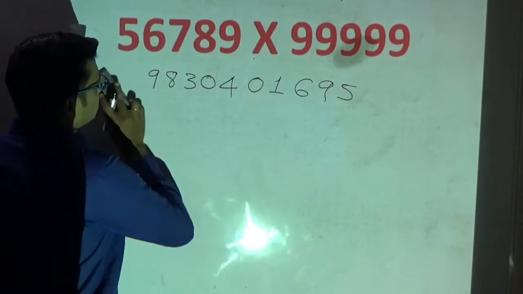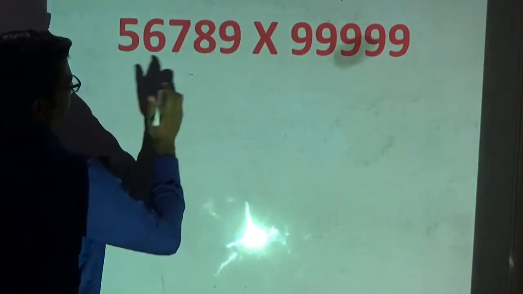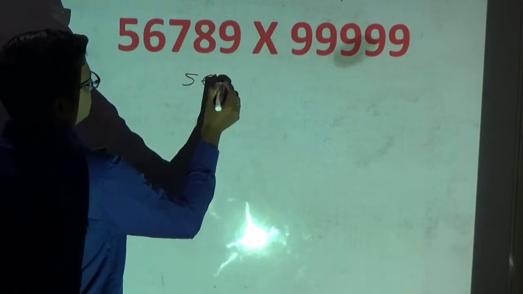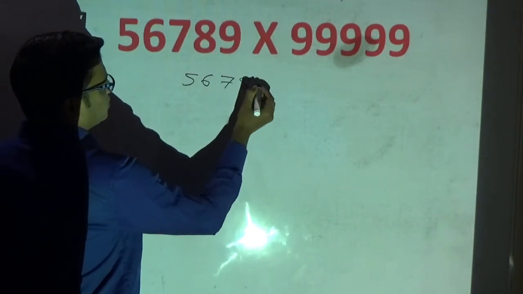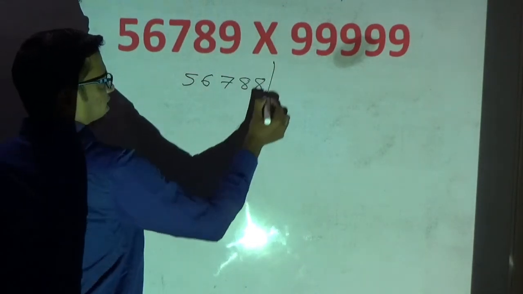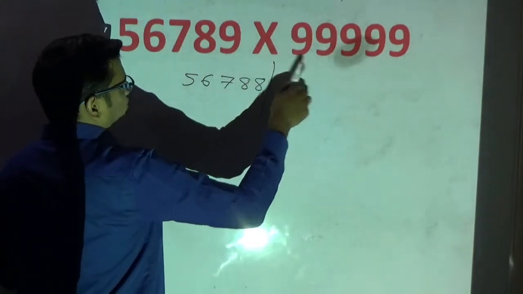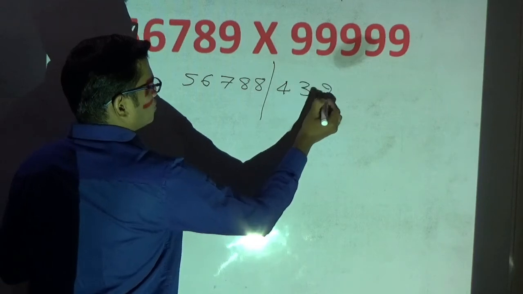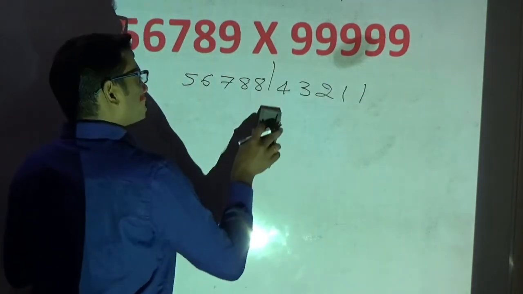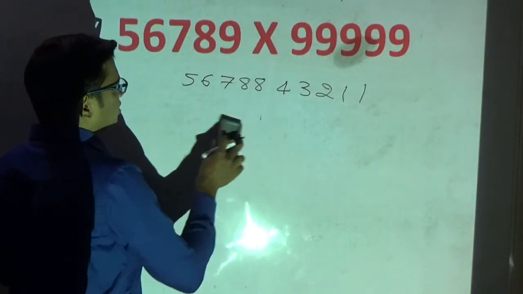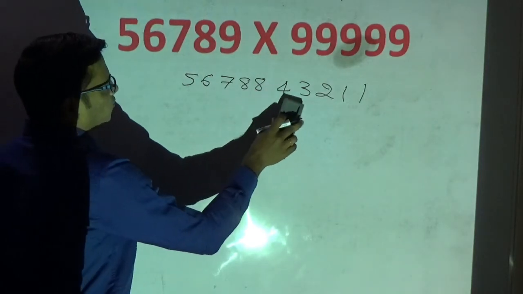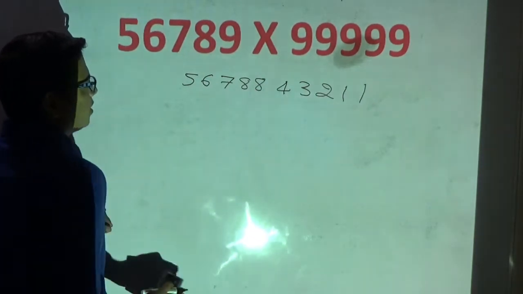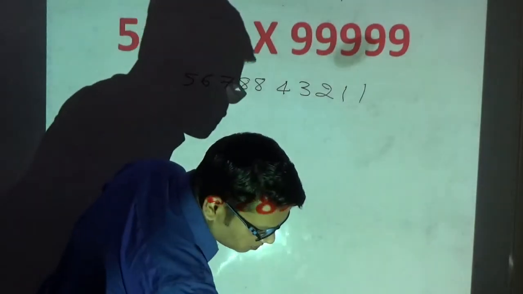Now one more example. Quickly I will write now. 5, 6, 7, 8. This I will reduce by 1, 8. Next half of the answer is ready. For the next half, subtract all the digits from 9s only. This is 4, this is 3, this is 2, this is 1, this is 1. So the answer is ready. Answer is 5, 6, 7, 8, 8, 4, 3, 2, 1, 1. Hope you have understood. Okay, next problem.